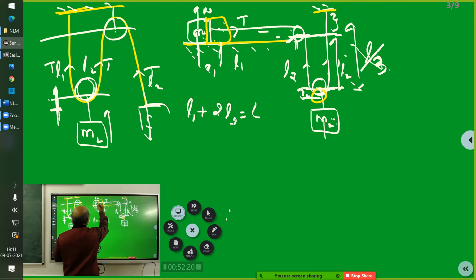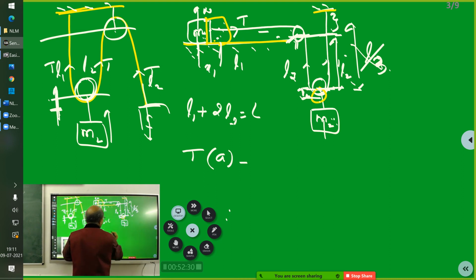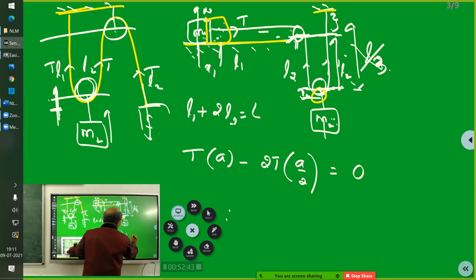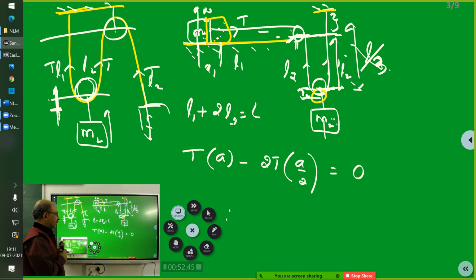So here you see the tension is doing the work. Tension into the acceleration at this point, minus the tension here. What is the tension here? 2T, isn't it? Times A by 2. You see, this is equal to 0, no? You got the answer as 0 here, correct? This is another way to verify, because of virtual work done.